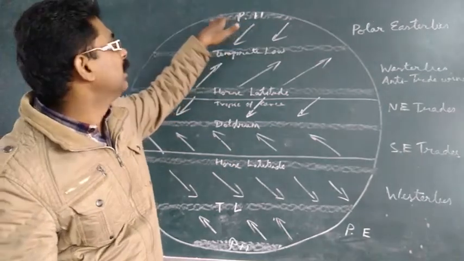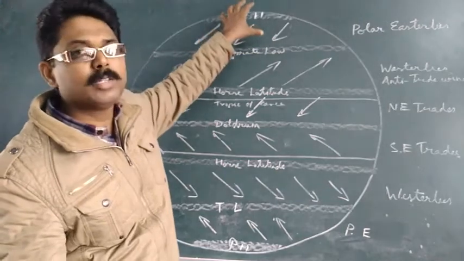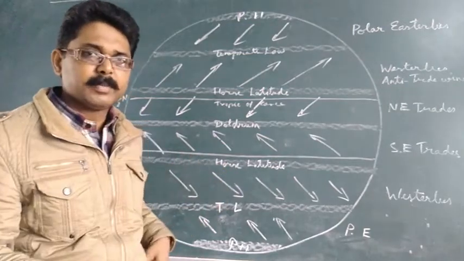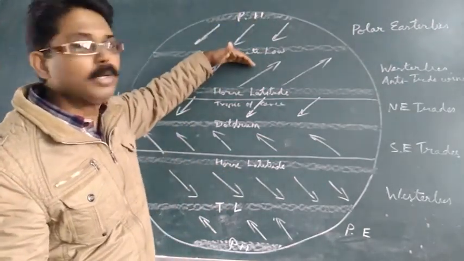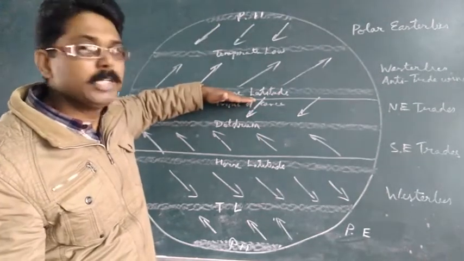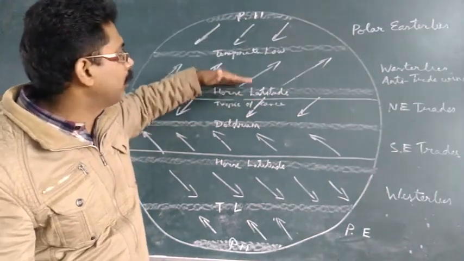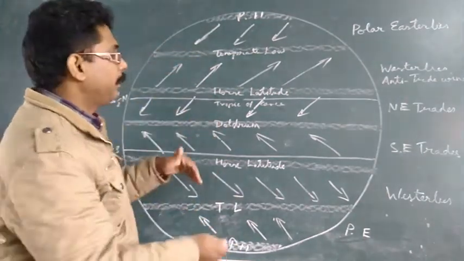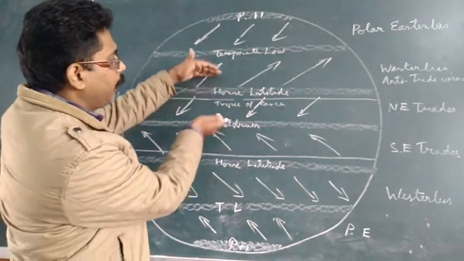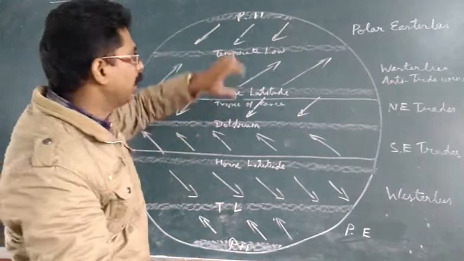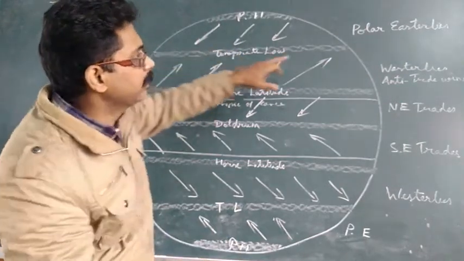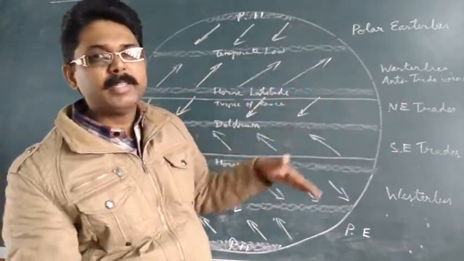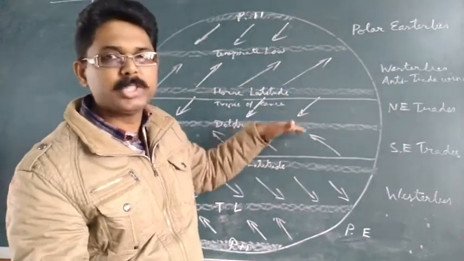The polar high belt contracts, means it compacts. The area becomes very small. The temperate low shifts upward. The horse latitude, that is the subtropical high pressure belt, also shifts upward. When all these belts shift upward, all the wind systems also shift slightly upward. So the regions in which these winds are blowing, whether polar easterlies, westerlies or trade winds, they all shift their position.